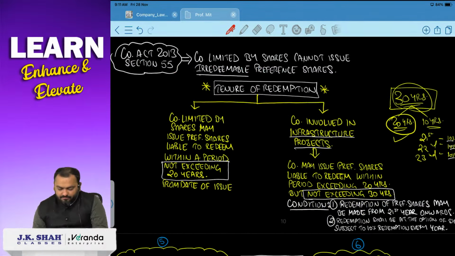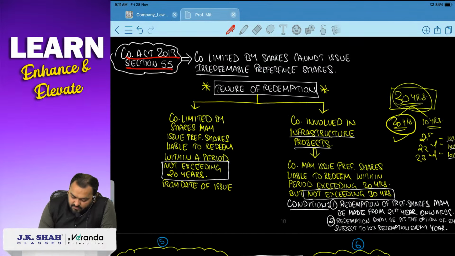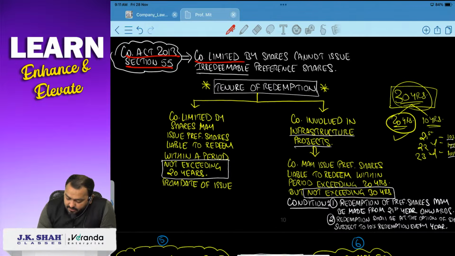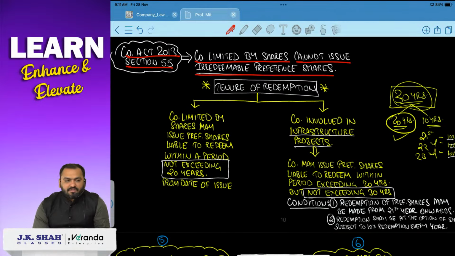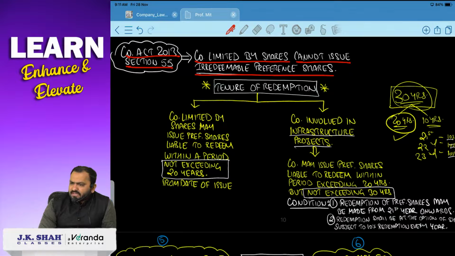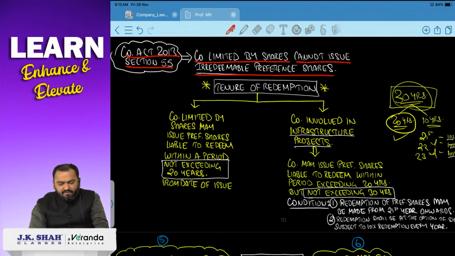See this now. As per the Companies Act 2013, section 55, a company limited by shares cannot issue irredeemable preference shares. You know there are types of preference shares, redeemable and irredeemable. Redeemable, the company is going to repay your money back, but irredeemable means the company will repay your money only when the company goes into winding up. So now these types of shares cannot be issued as per Companies Act section 55.